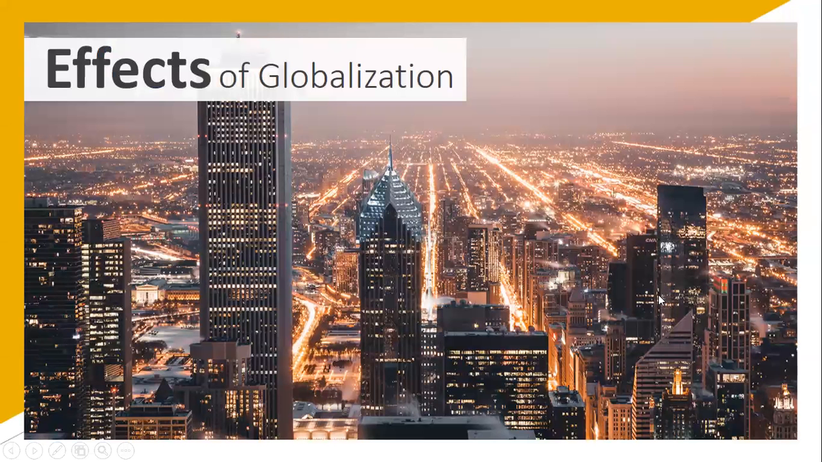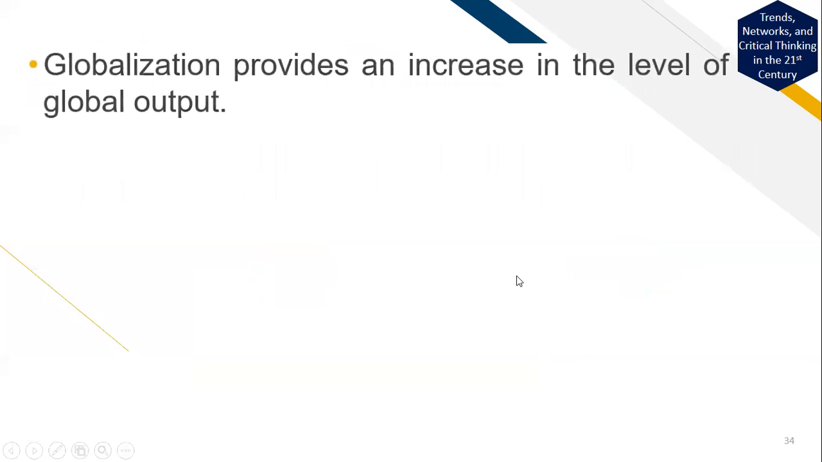Okay, so moving on. What are the effects of globalization? Number one, globalization provides an increased level of global output. This means that because of globalization, there was an increase in the level of global output. When we say global output, these are the contributions of each nation to either economy, politics, culture, or anything. Okay? Things become better known.